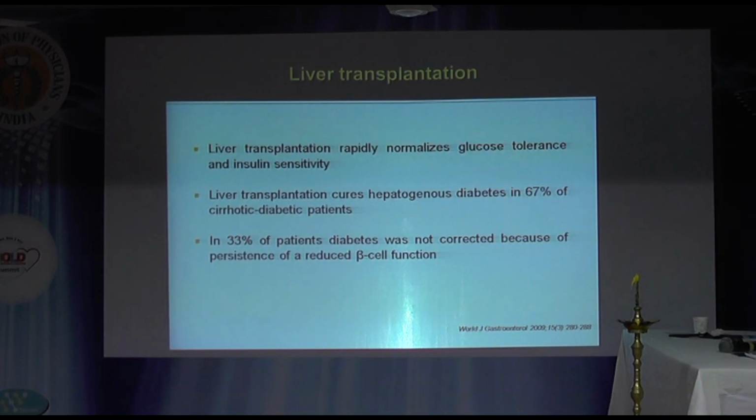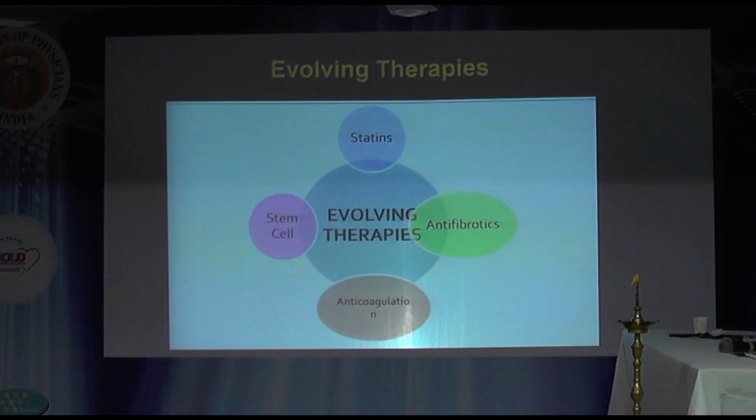What about liver transplantation? This rapidly normalizes glucose tolerance and insulin sensitivity, and it improves diabetes in about 2/3 of the patients. However, 1/3 of the patients remain diabetic because probably they have significantly reduced beta cell function, and therefore they remain diabetic.